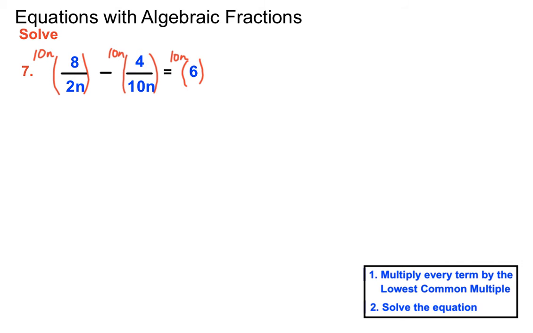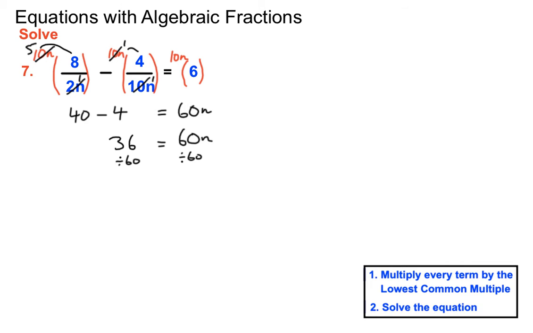Now we can do some dividing first. 2n goes into 10n 5 times. 10n goes into itself once and into the top one once as well, and we get 10n times 6 there. But anyway, just like in the previous examples, we have the top cancelling result multiplying by the top of the fraction there. 5 times 8 is 40, and we get minus 1 lot of 4 on the second fraction there. It actually works out to be simpler than we think, and that'll equal 60n. We'll just simplify this left-hand side to make it 36 equals 60n. We'll divide by 60 both sides, and we get 36 over 60 equaling n.